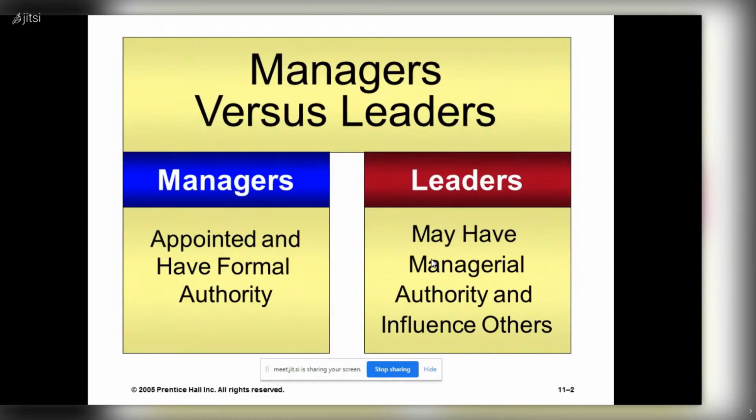Most of the time, if you observe, managers are appointed and have formal authority, right? Management will identify the key responsible persons for each and every department, and they have a formal structure where they will be working with that particular authority. But leaders, though they have the managerial authority, the quality of the leader is influencing others. That's what we observe generally in organizations.